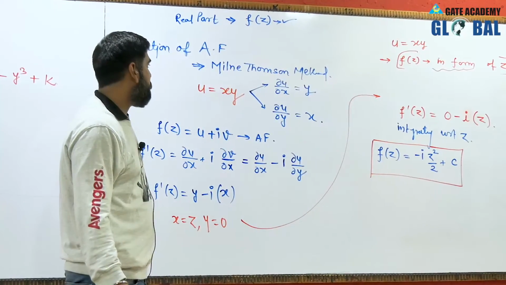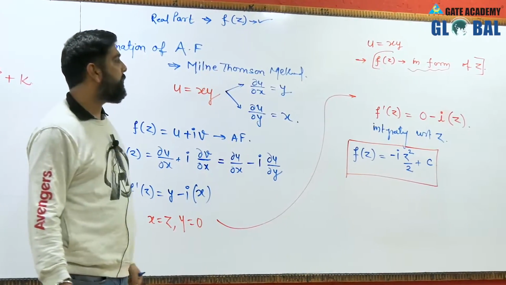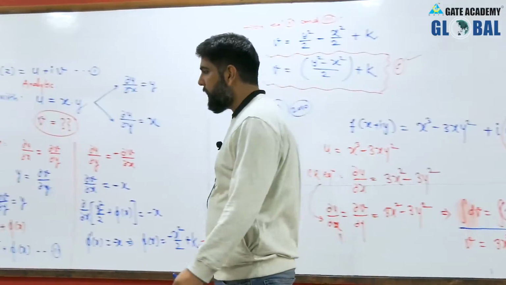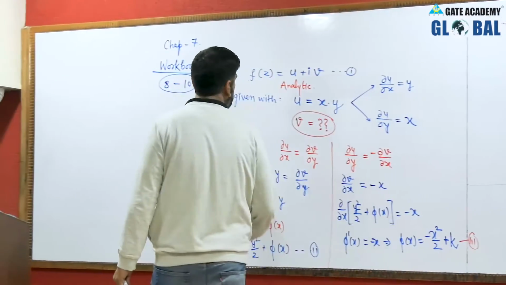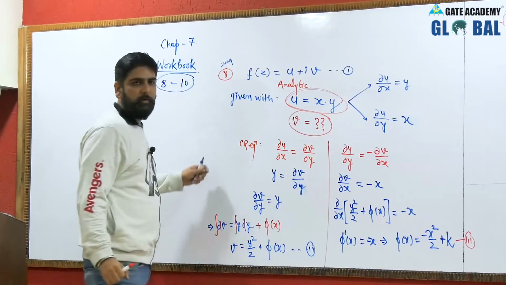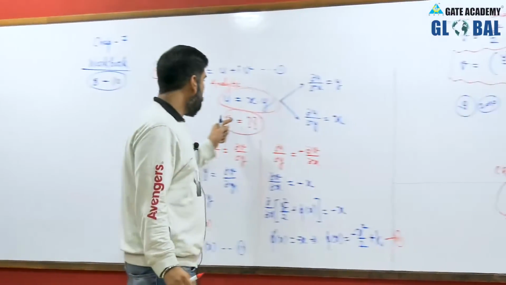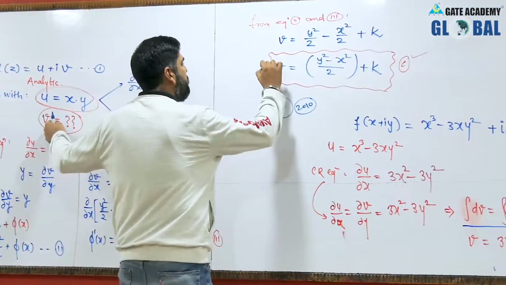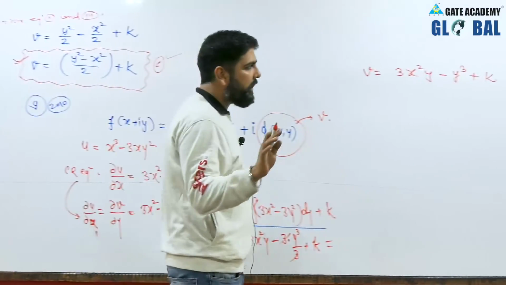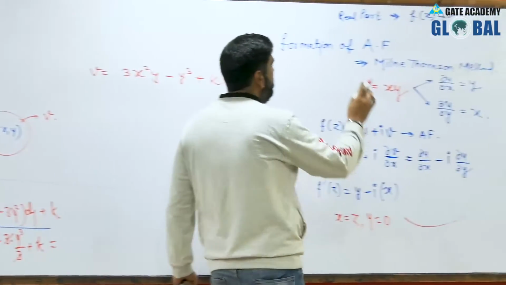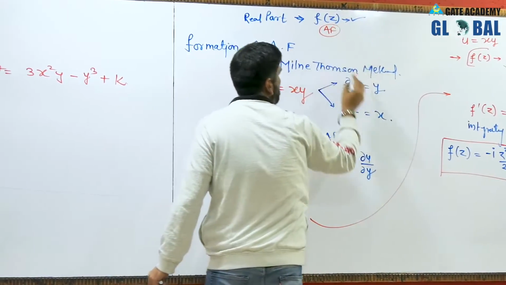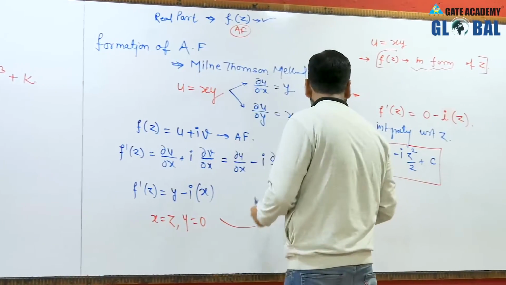Fine. So this is the Milne Thomson method, because in the GATE examination there are questions related to the Milne Thomson method. So I have changed this question. In this question it is asked to evaluate the value of v, which is option C. We have solved question number 8 of the booklet, but I have changed the question. The real part is given and you have to find the analytic function. So the analytic function is nothing but this value.